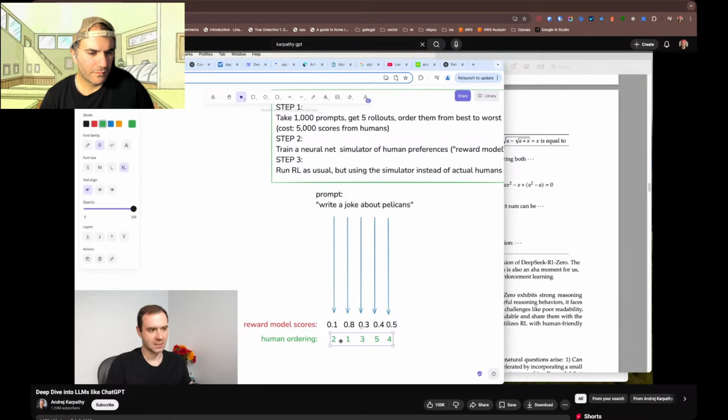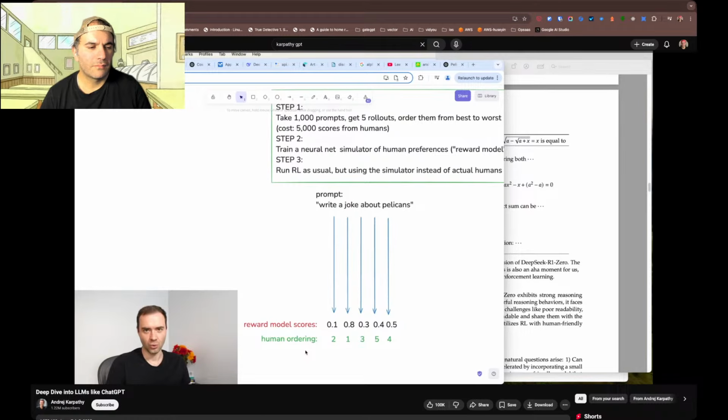So here, this human thought that this joke is the best, the funniest. So number 1 joke, this is number 2 joke, number 3 joke, 4, and 5. So this is the worst joke. We're asking humans to order instead of give scores directly because it's an easier task. It's easier for a human to give an ordering than to give precise scores. Now, that is the supervision for the model. So the human has ordered them, and that is their contribution to the training process.